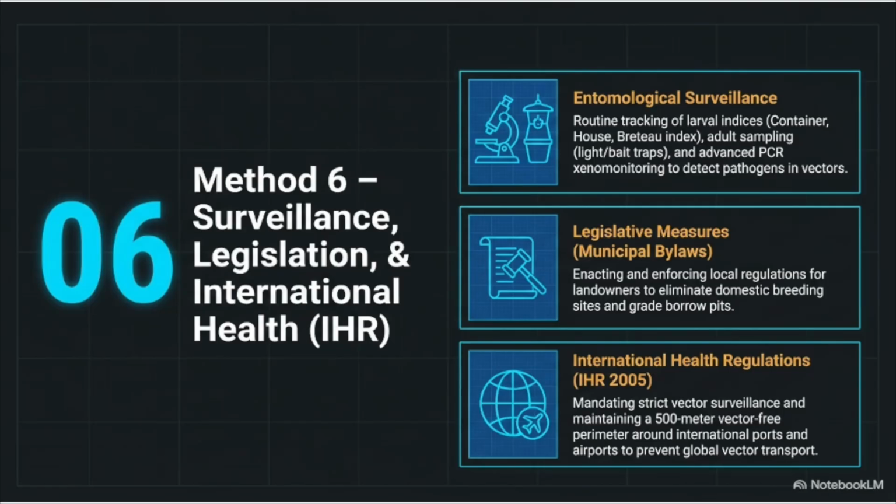Legislative measures involve enacting and enforcing local municipal bylaws for landowners to eliminate domestic breeding sites and grade borrow pits, and international health regulations under the 2005 framework mandate strict vector surveillance and maintaining a 500-meter vector-free perimeter around international ports and airports to prevent global vector transport.